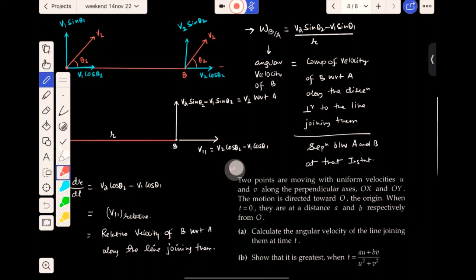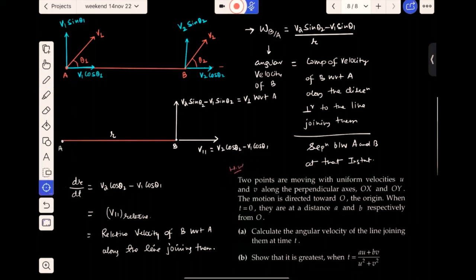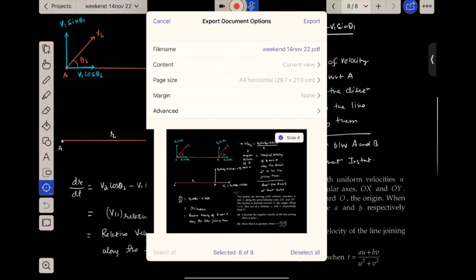Try this question as a homework. Two points are moving with uniform velocity u and v along the perpendicular axes Ox and Oy. The motion is directed towards O, that is the origin. When t equals 0, they are at a distance a and b respectively from the origin O. Calculate the angular velocity of the line joining them at time t, so that it is greatest when t equals this much. Okay. So try this question as homework. From here, we will continue in the next class.